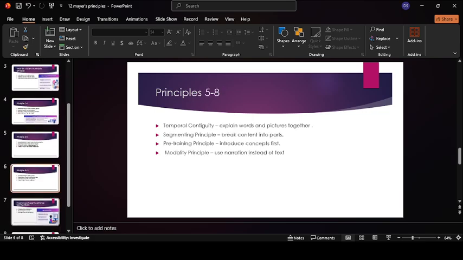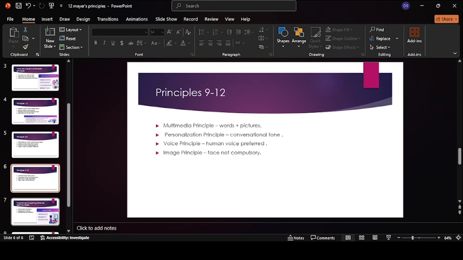The next principle is the multimedia principle. This principle is about merging words and pictures together. When you're teaching your students online, your slides should have both words and pictures together. Then the next principle is the personalization principle. This is about how you can use a friendly tone when teaching your students online.